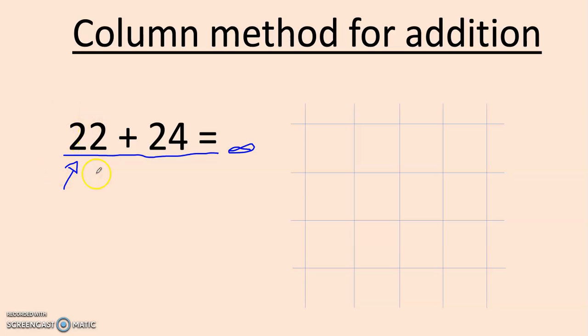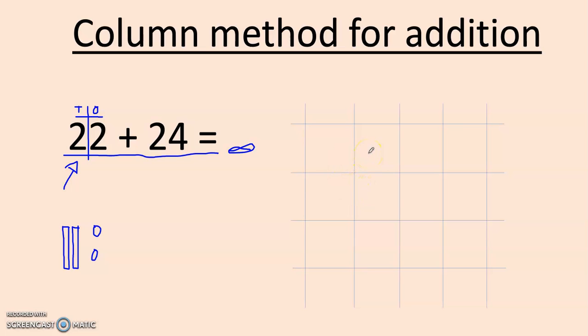Now if I have a look at my number 22, I know if I put that into a place value chart, into my tens and my ones, I've got 2 ones and 2 tens. If I was to draw that, I would draw 2 ones and I would draw 2 tens, which would look something like this. To put that into the column method, I take those two numbers, the 2 ones and the 2 tens, and I put them over to here.